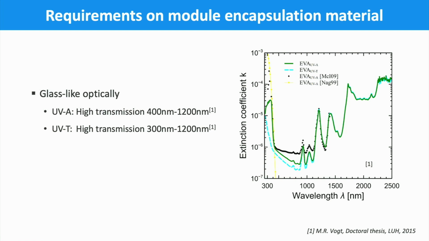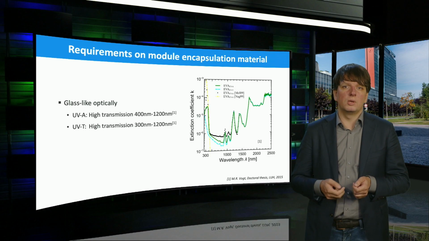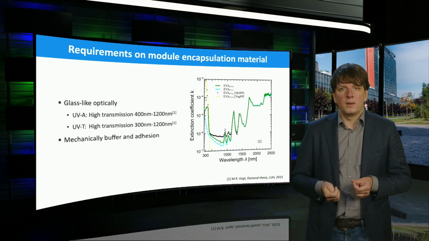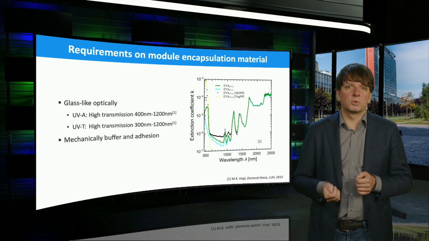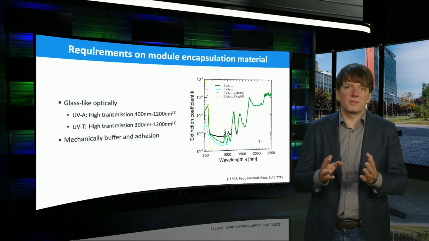Most current PV modules contain solar cells which are stable under UV light. This enables the use of UV transmitting encapsulation, which increases PV module's power output by about 2%, as the UV light can be converted into electrical power. Mechanically, the encapsulation material has to buffer between the cells so they don't break, and additionally it has to provide the adhesion to keep everything in place.